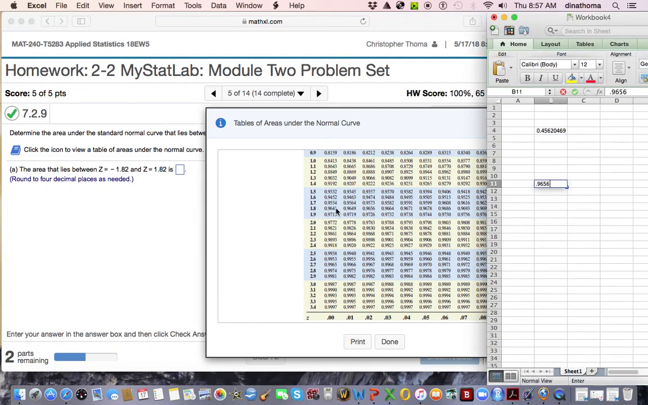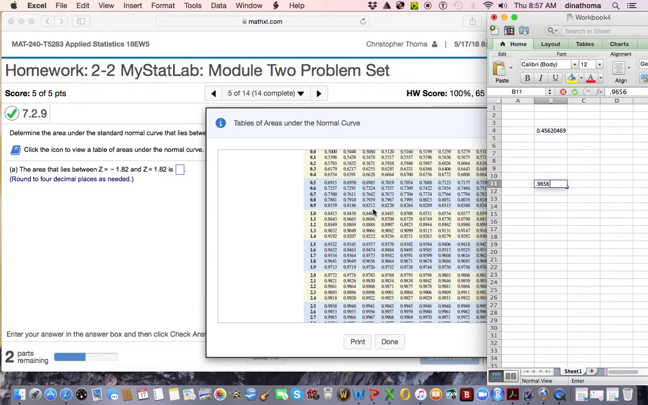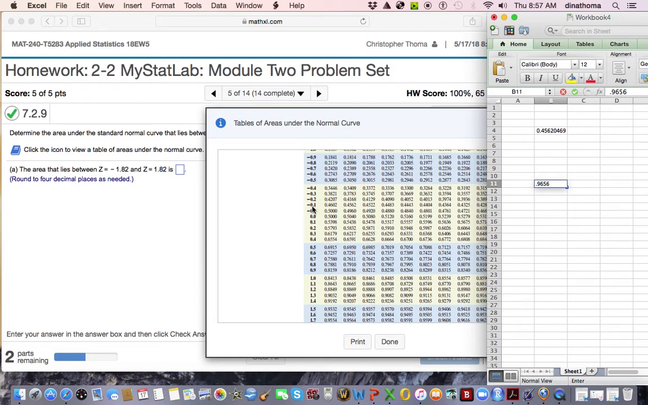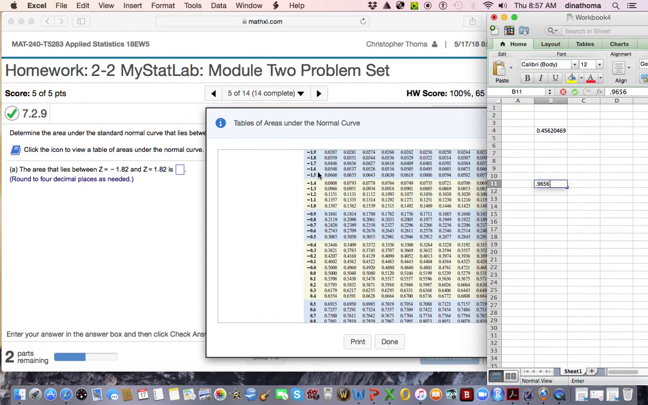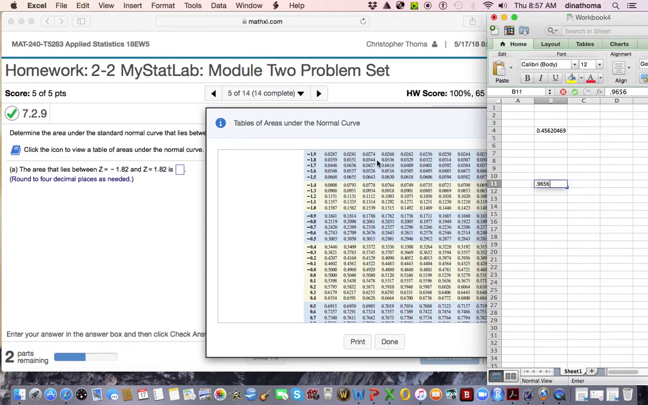Make sure I got the right number down. Yep. And then I come back up here to negative 1.82, 0.0344. All right, so there's my two values.